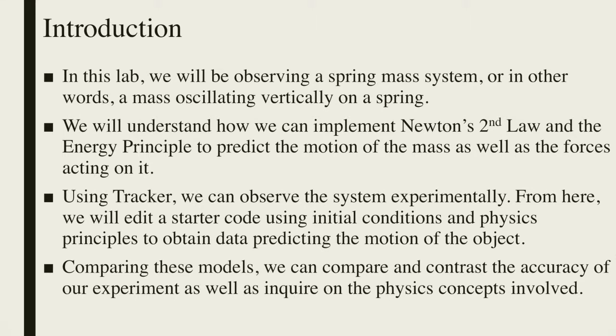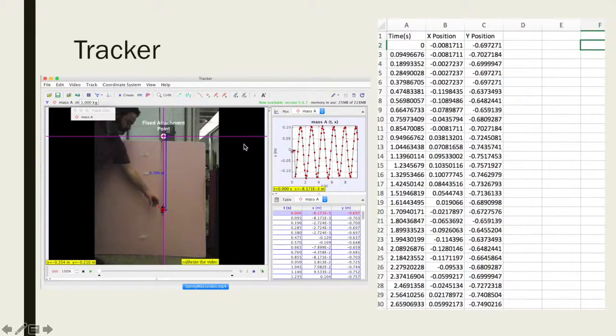We will be using Tracker, and we can observe the system experimentally from here. We will edit a starter code using initial conditions and physics principles and obtain data predicting the motion of the object. Comparing these models, we can compare and contrast the accuracy of our experiment as well as inquire the physics concepts involved. We begin by using Tracker to calibrate and fix the origin towards the spring and the mass.